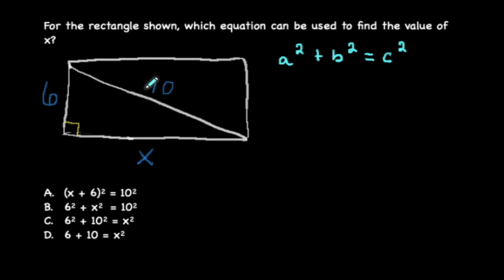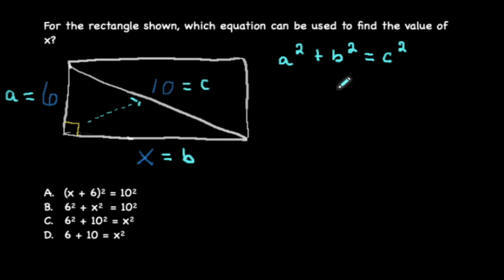Okay, so we can recognize that this is a right triangle, right? And then we know that this is Pythagorean theorem because we have a hypotenuse of 10, which is across from the right angle. We have that value of 10 here. So we can conclude that this is a, this is b, and this is c.